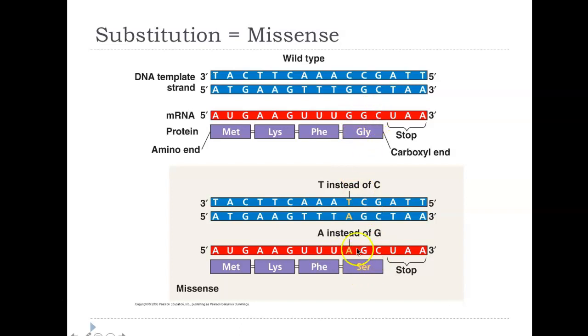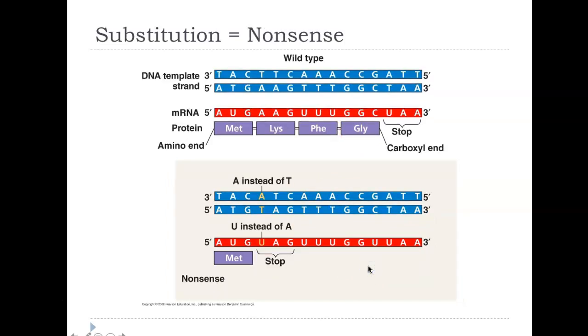So you get a serine instead of a glycine. That's a missense mutation. You get the wrong amino acid. Okay? A nonsense mutation. Let's look.